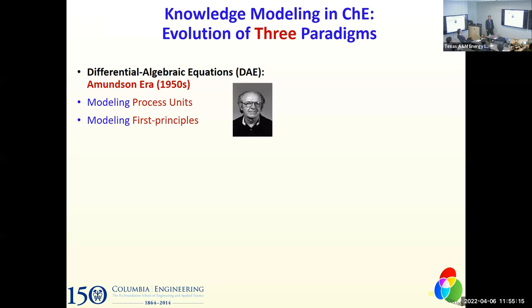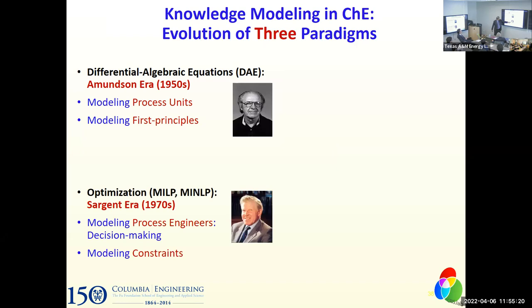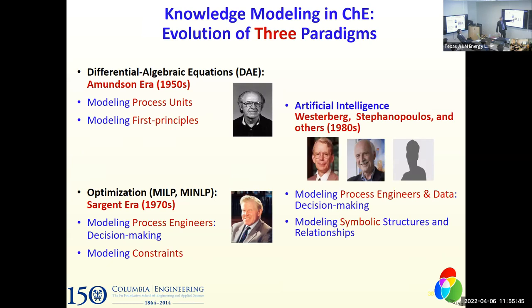So this is the first wave of knowledge modeling in chemical engineering. Then the second wave came through the work of Professor Roger Sargent at Imperial, who brought in ideas from operations research and made formal models of decision-making, which used to be heuristic. Now it's all well-defined using ideas from MILP, MINLP, and so on. In a similar way, I argue that artificial intelligence is the third paradigm for modeling knowledge in chemical engineering. And it didn't start 5 or 10 years ago. It really started in the 80s through the work of Art Westerberg and George Stephanopoulos and others from that era.